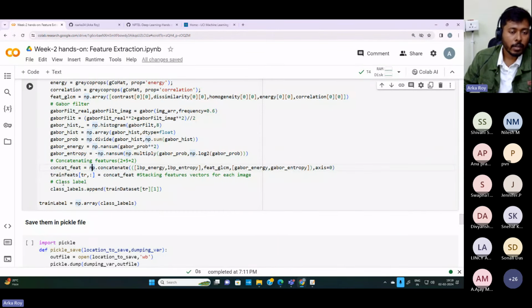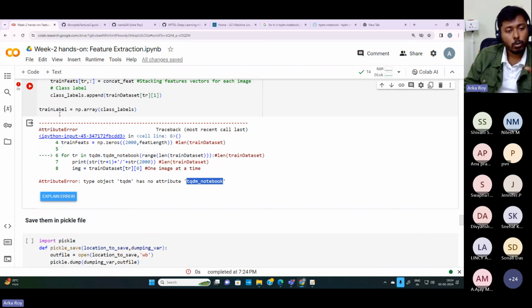Now this is the final thing, that is the class level. That means for a particular image you are extracting features. Now you also need to keep track of which class the image comes from, because ultimately you will try to classify the images based on the features that you have extracted. So you'll be having a feature matrix and you'll be having a label corresponding to that. So that label is basically stored over here in class levels. And then you can just hit the run button.